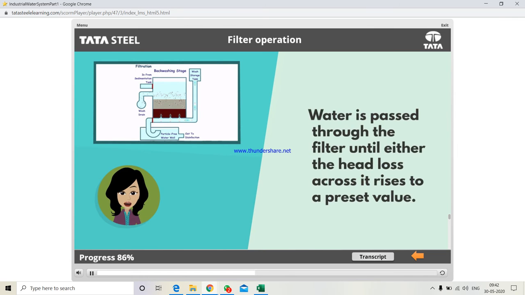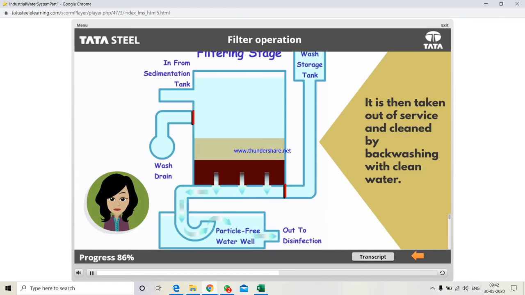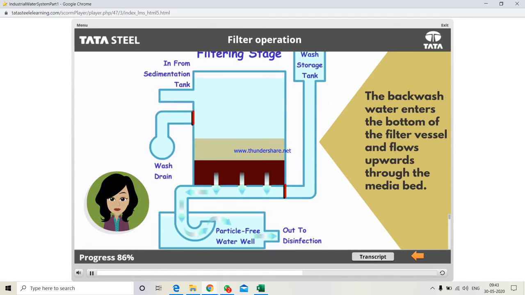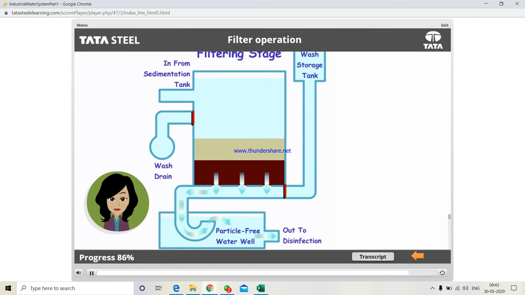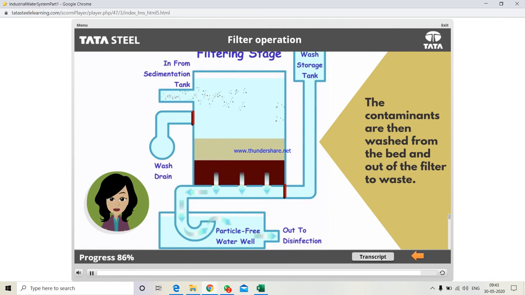Water is passed through the filter until the head loss across it rises to a preset value. It is then taken out of service and cleaned by backwashing with clean water. The backwash water enters the bottom of the filter vessel and flows upwards through the media bed, which starts to fluidize, that is, the media grains begin to separate from each other and to float freely. The fluidization of the media releases the retained contaminants, a process which may be assisted by bubbling air through the bed, which causes the sand grains to rub against each other, dislodging the retained contaminants from the surface. The contaminants are then washed from the bed and out of the filter to waste.